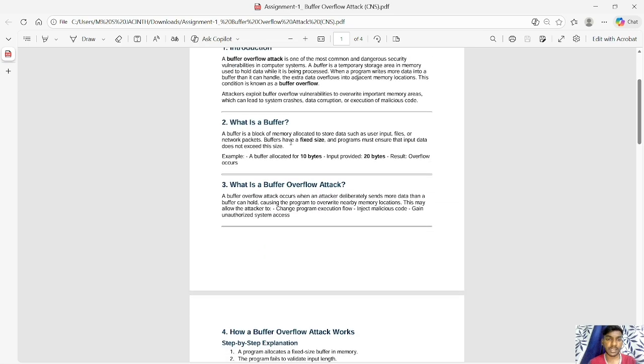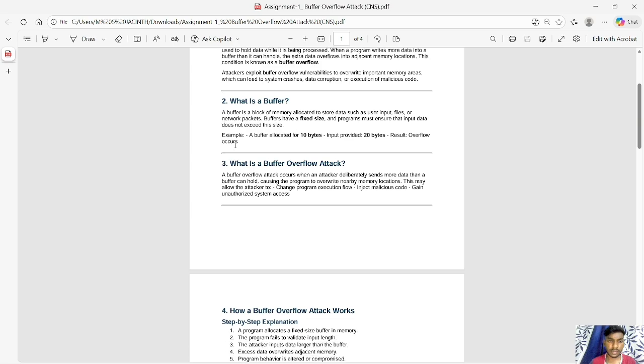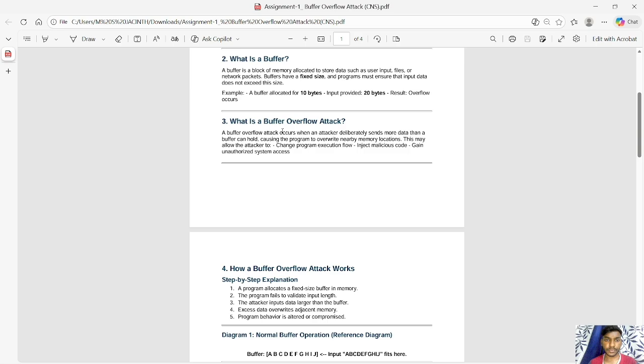Basically, a buffer is a block of memory allocated to store data such as user input, files, or network packets. Buffers have a fixed size, and programs must ensure that input data does not exceed this size. Here is an example. We consider a buffer of 10 bytes, and the input provided is 20 bytes, and the result is an overflow condition. And what is a buffer overflow attack?